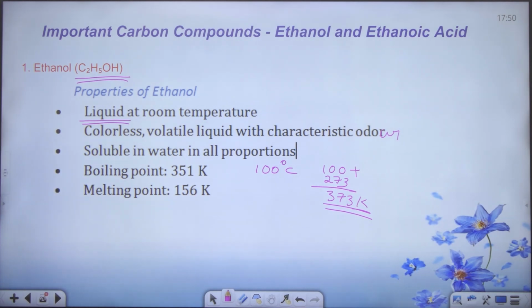The melting point of ethanol is 156 Kelvin. The melting point of ice is 0 degrees Celsius, which means 273 Kelvin. The melting point of ethanol is 156 Kelvin.